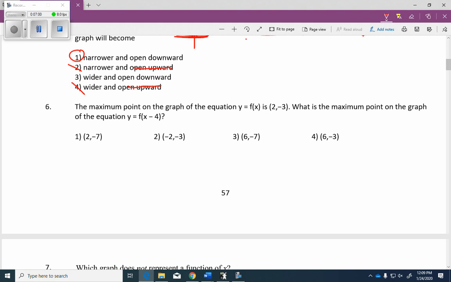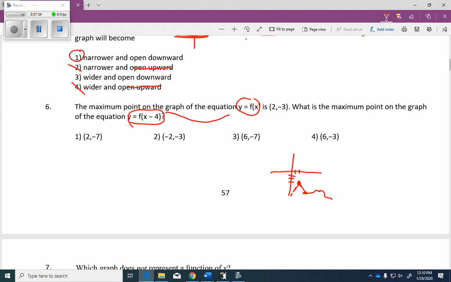Number 6, the maximum point on a graph of the equation y equals f of x, again, some general function, but they're telling me the maximum point is at (2, -3). That's the maximum point, which means all other points are someplace underneath it, whatever the graph looks like. The maximum point, though, is the only one I'm worried about, at (2, -3). So what's the maximum point on the graph of the equation y equals f of x minus 4?